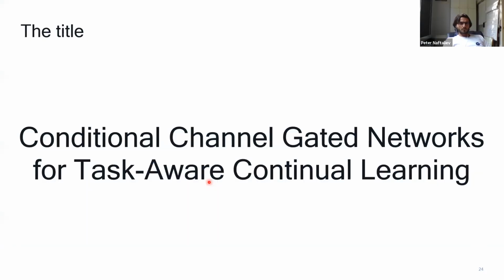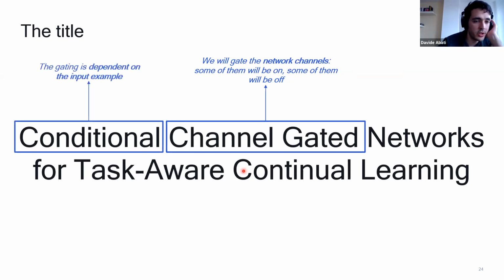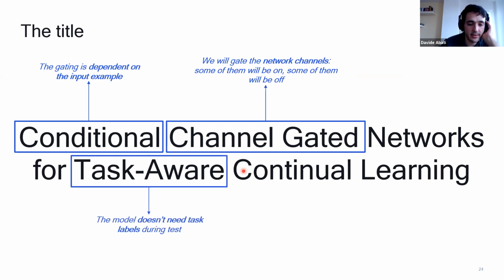So I will start by analyzing the title. The title is Conditional Channel Gated Networks for Task-Aware Continual Learning. There are quite some keywords here. So channel gated means that we will gate the network channels. So we will have a binary decision over network channels. Some of them will be on, some of them will be off. And conditional means that the gating is dependent on the input example. So 2 different examples will trigger different decisions for this gating. And task aware means that the model doesn't need task labels during test. So it can act in a class incremental setting.